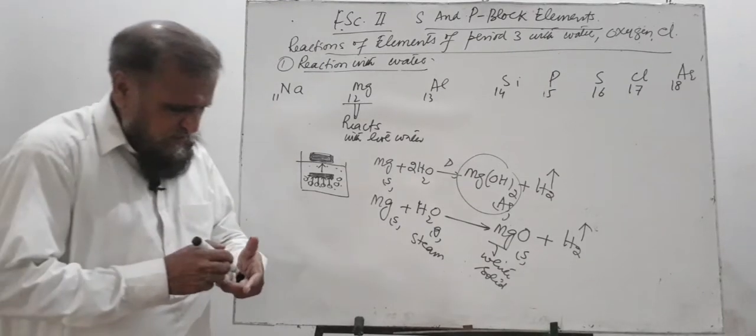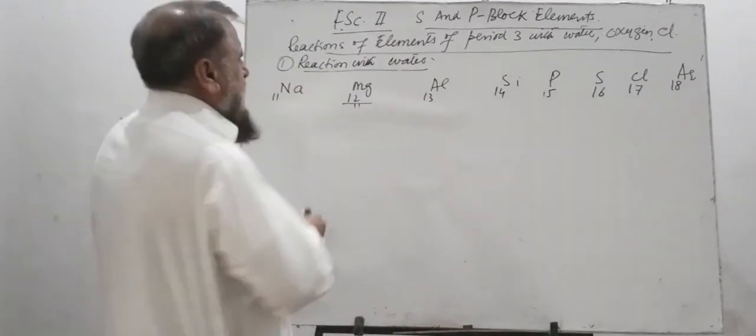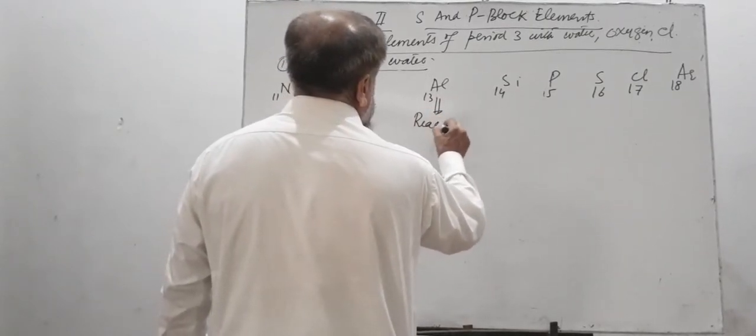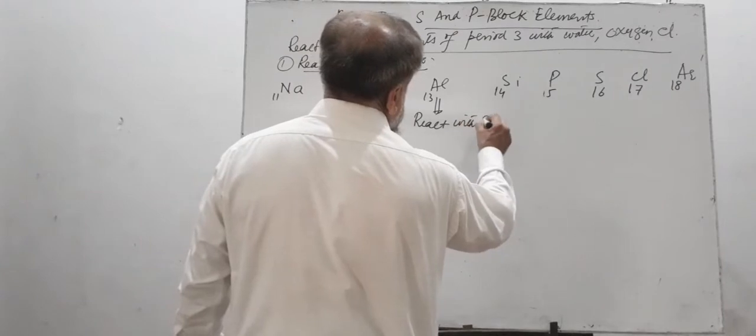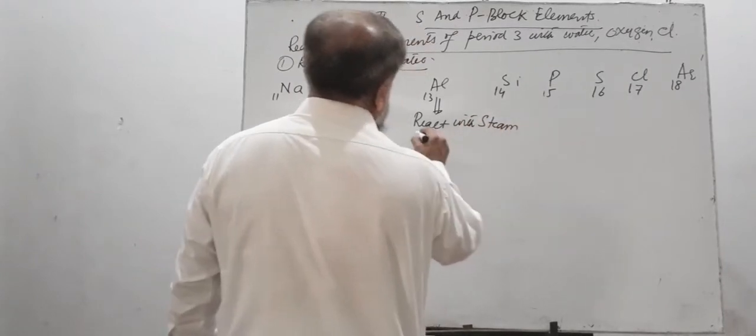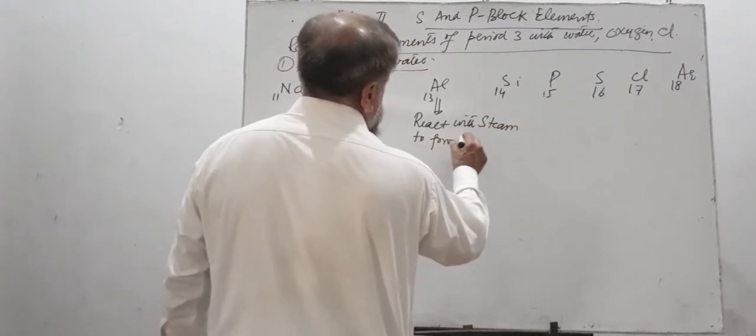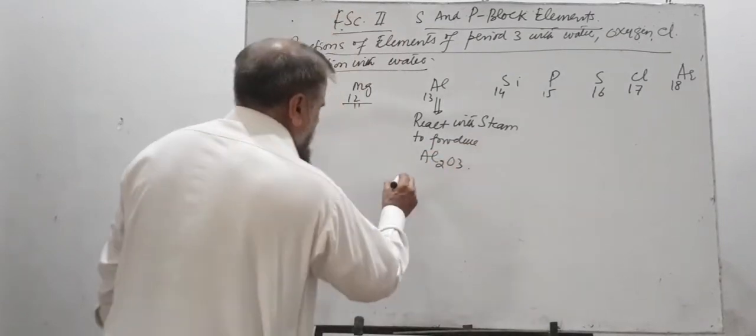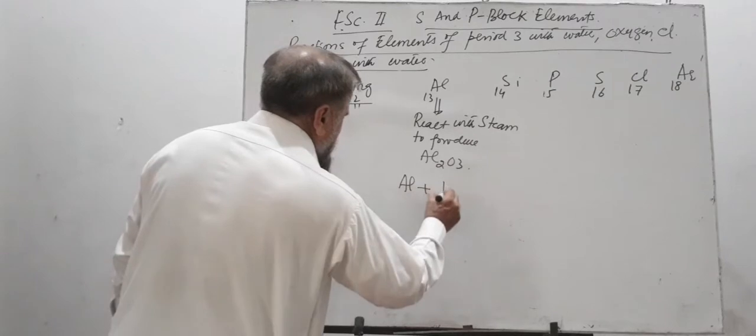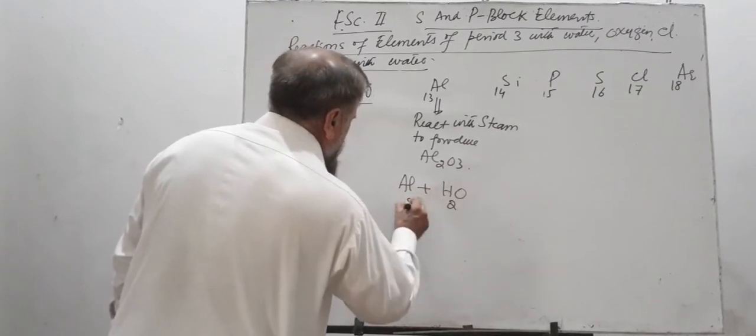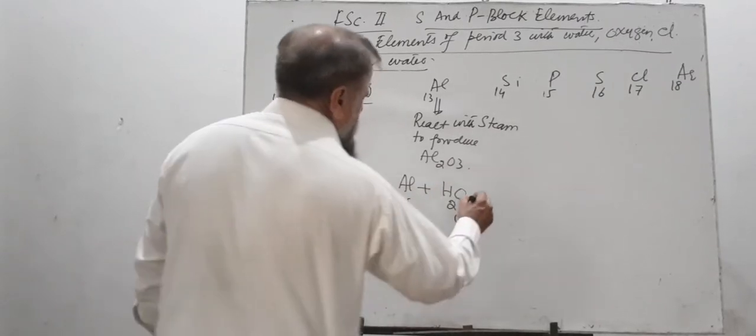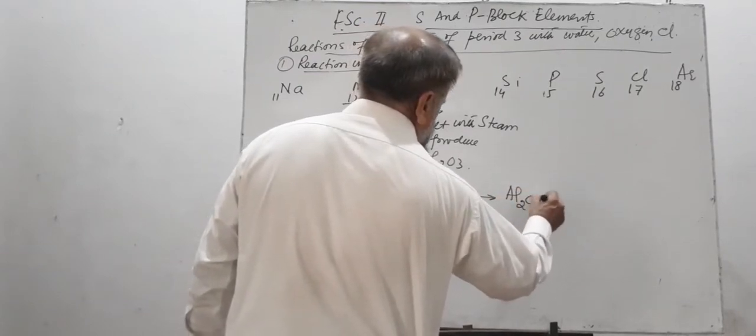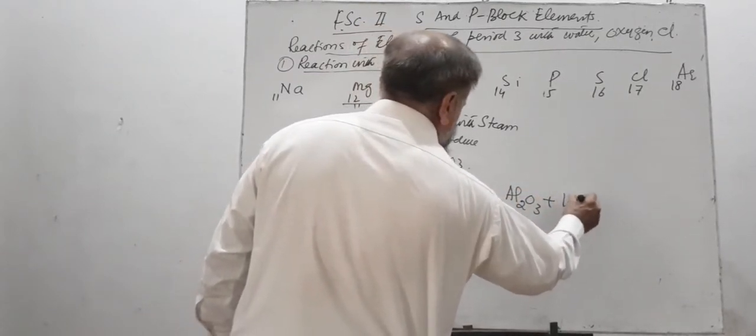Now the third reaction is that of aluminium. Aluminium reacts with steam to produce aluminium oxide. The reaction is Al solid plus H2O steam, and it produces aluminium oxide and liberates hydrogen gas.